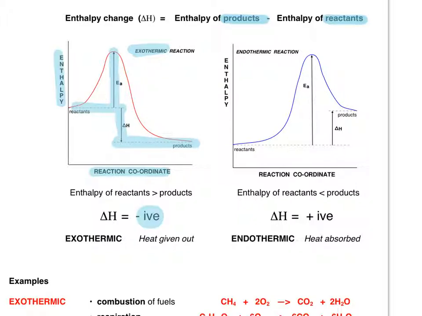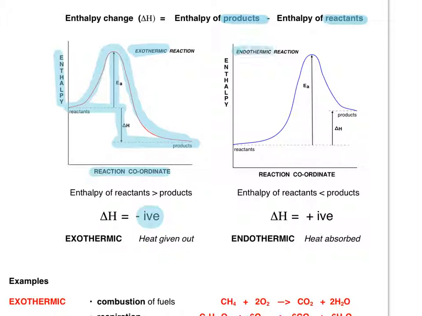Don't forget that you need to draw in this arrow here, which represents your activation energy. So as we go from the start of the reaction to the end of the reaction, the reactants to the products, we've got to overcome this activation energy, the minimum energy required for a reaction to happen.